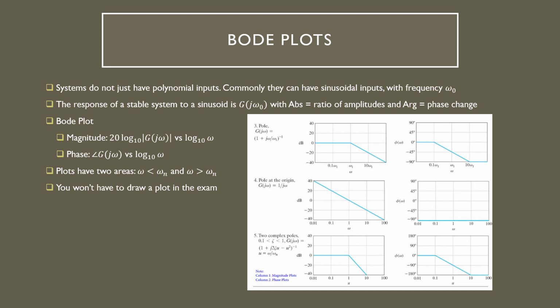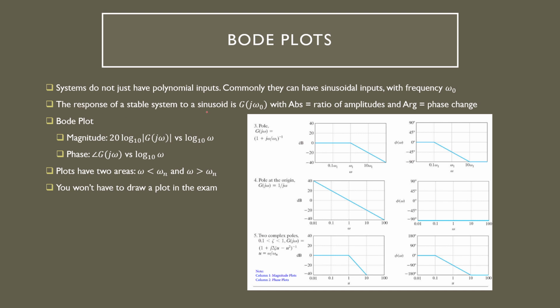But more importantly, in real life, systems don't have polynomial inputs. Many times they do have sinusoidal inputs. They have frequencies of omega naught. When you put a sinusoid into an LTI system, which is what we're always working with in this course, linear time invariant, the output will always be a sinusoid of the exact same frequency. However, the magnitude and phase may change. So the magnitude will change to a new value, and the phase may change to a new value.